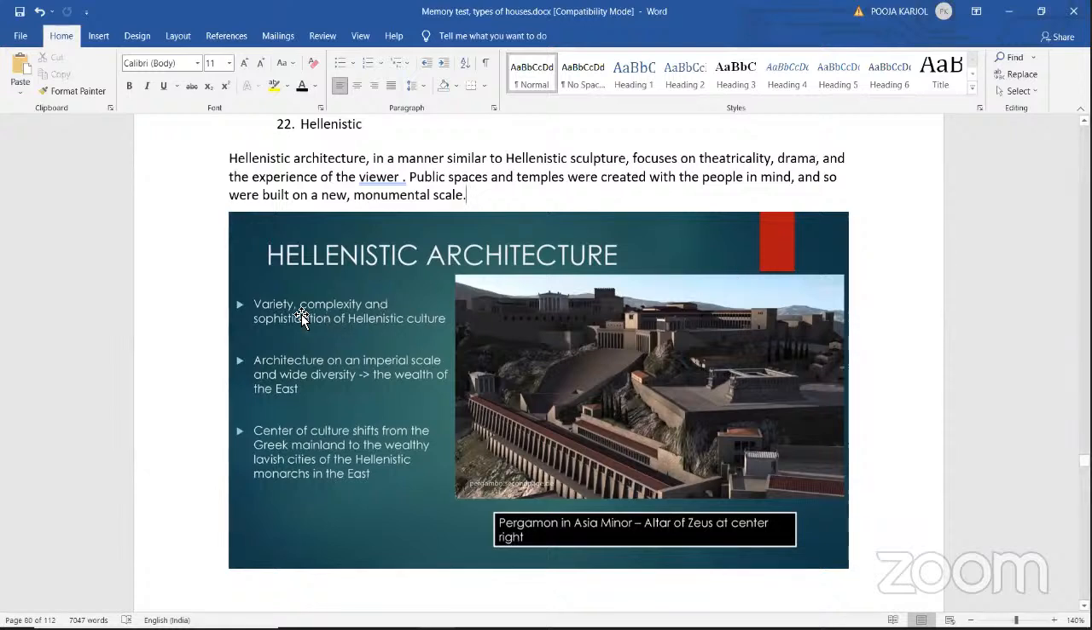If you see a building which looks small, I mean normal, it doesn't look dramatic from outside. It may be on the inside, but not so outside. I've not written Hellenistic architecture in detail because it mostly deals with the Greek mainland. The center of culture shifted from the Greek mainland to the wealthy, lavish cities of the Hellenistic monarchs in the east. It is mostly an exaggerated version. Pergamon in Asia Minor, the altar of Zeus.